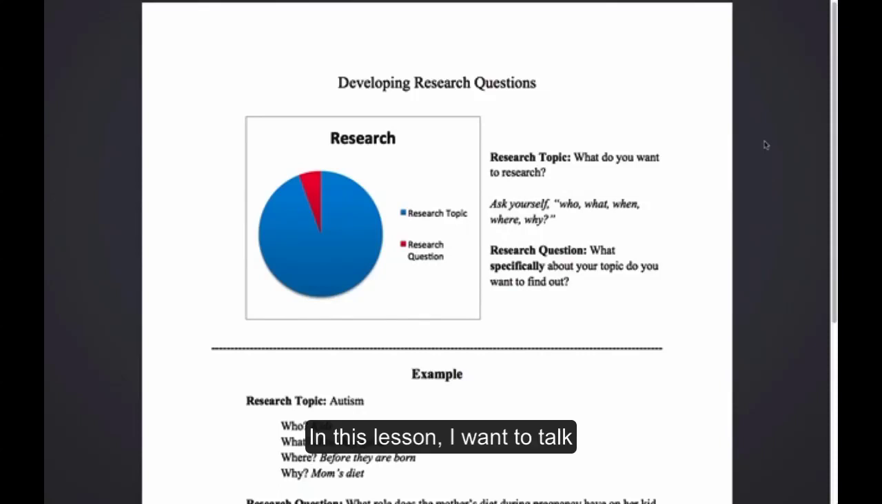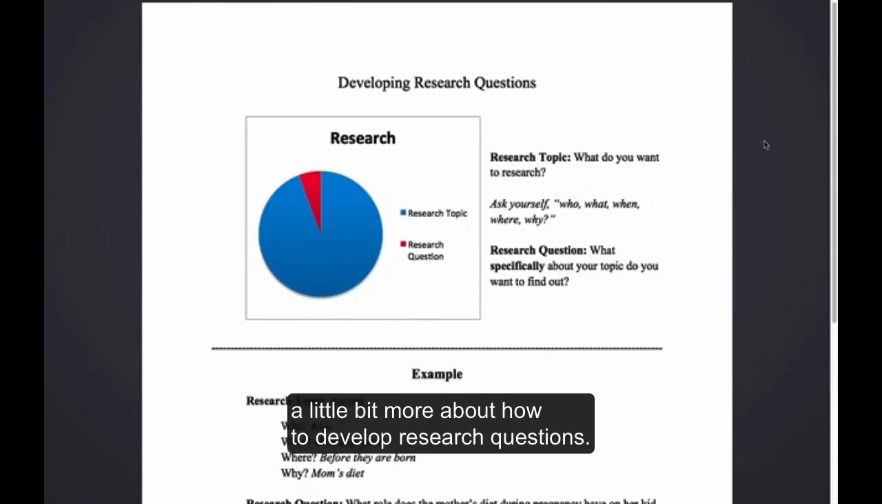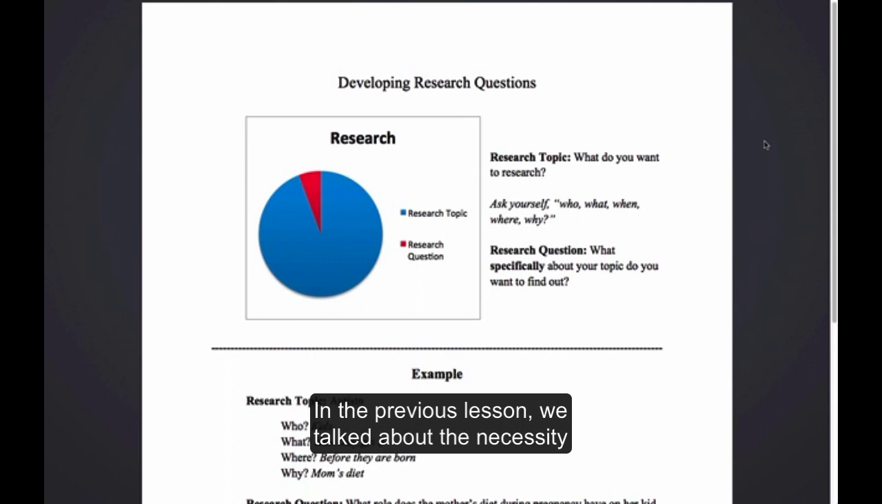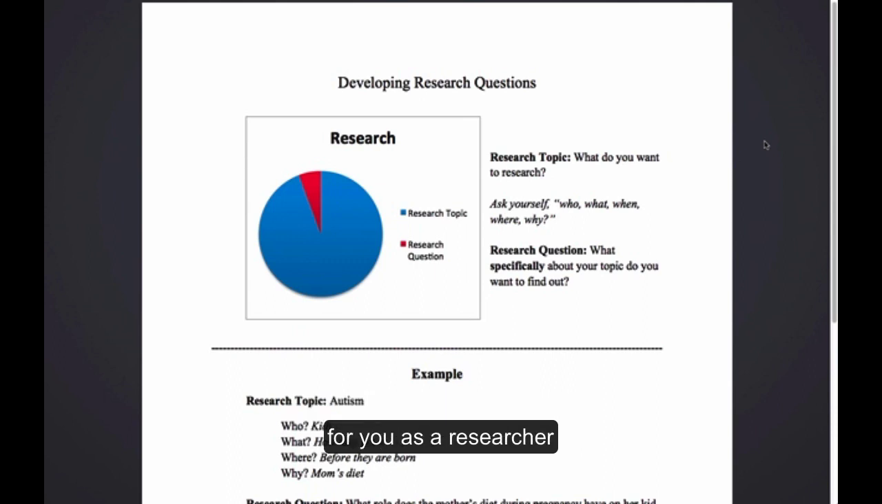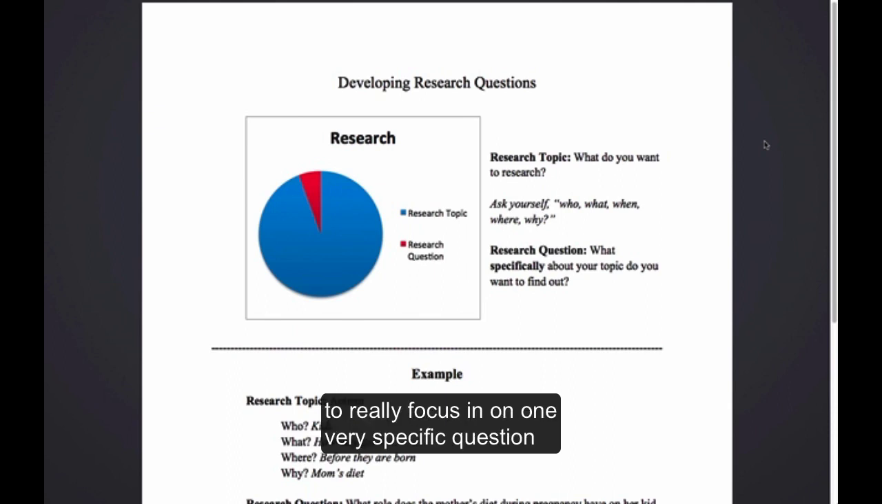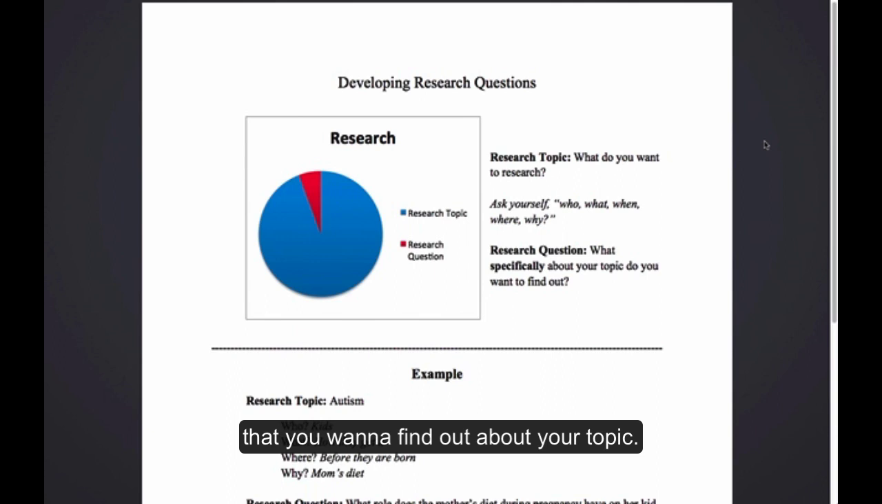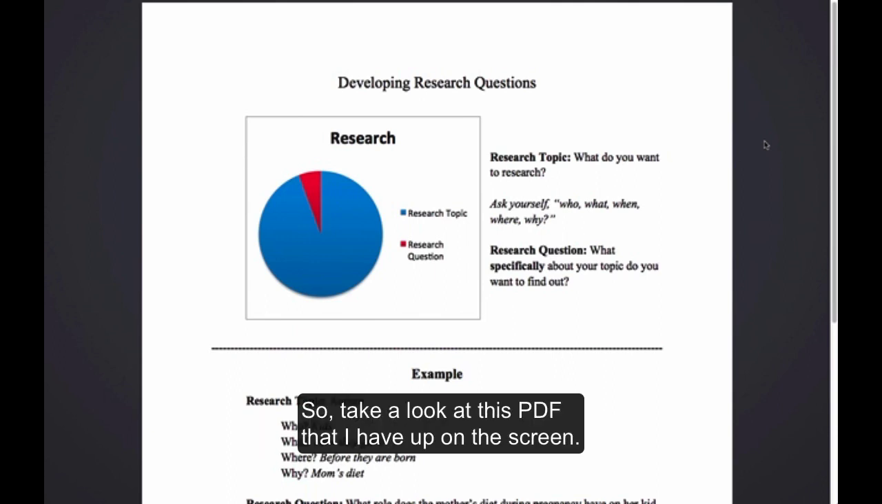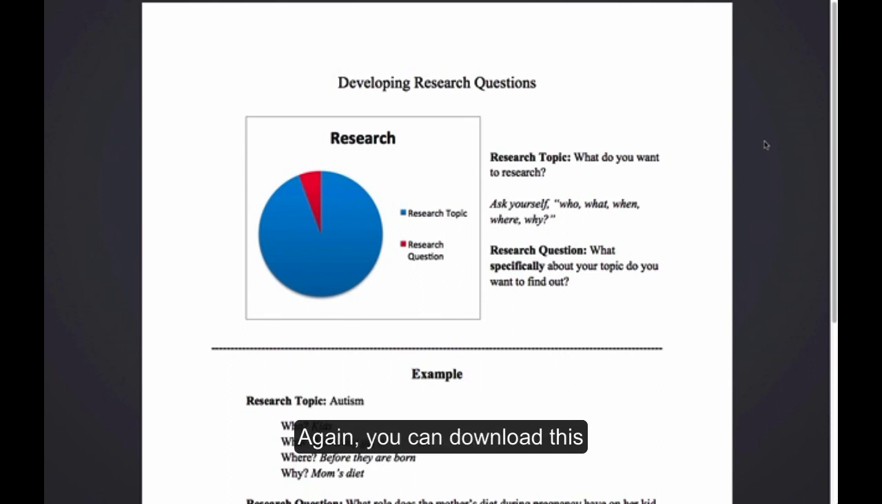In this lesson, I want to talk a little bit more about how to develop research questions. In the previous lesson, we talked about the necessity for you as a researcher to really focus in on one very specific question that you want to find out about your topic. So take a look at this PDF that I have up on the screen. Again, you can download this under the Materials tab for this course.